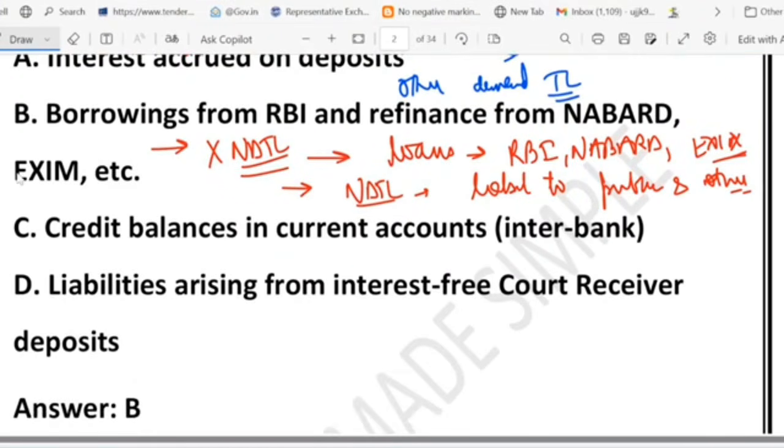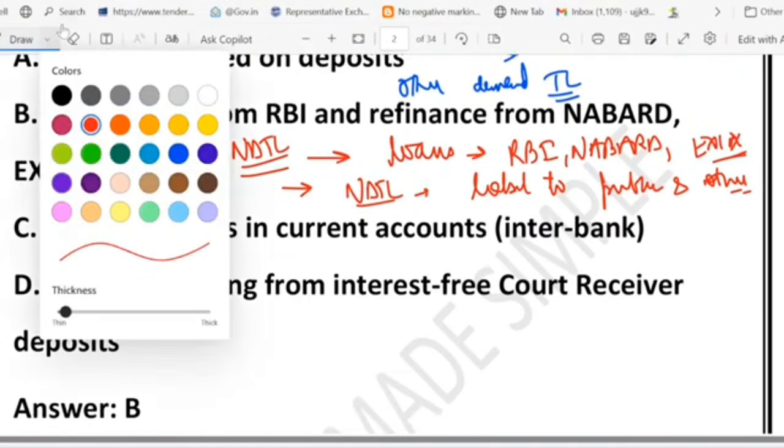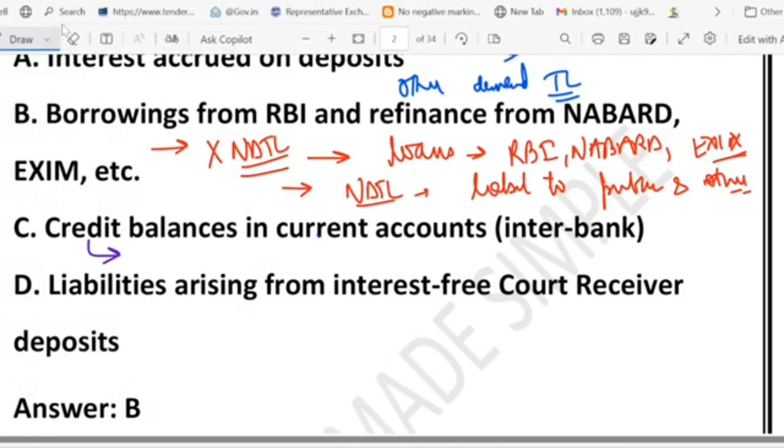Then comes option number C. What is option number C? Credit balance in current account, right? These are balances other banks keep with us. It is like one bank depositing money in another bank's current account. So these are called liabilities to the banking system. Yes, it is a kind of liability to the banking system, and yes, they are included in NDTL. Even though it is not public money, it is still a liability.